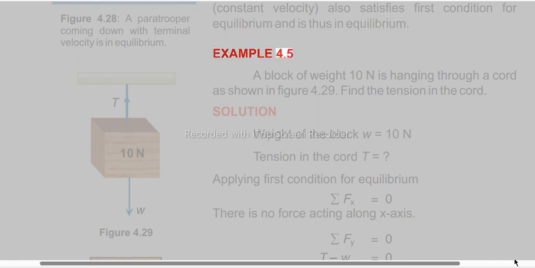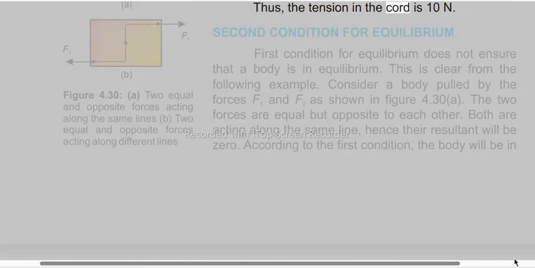Example 4.5. A block of weight 10N is hanging through a cord as shown in figure 4.29. Find the tension in the cord. Solution. Weight of the block W equals 10N. Tension in the cord T equals? Applying the first condition for equilibrium. There is no force acting along the x-axis. Thus, the tension in the cord is 10N.